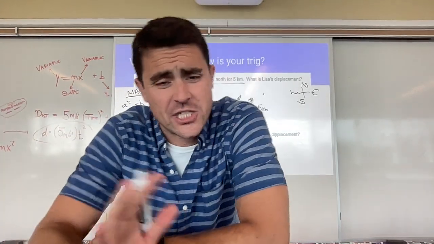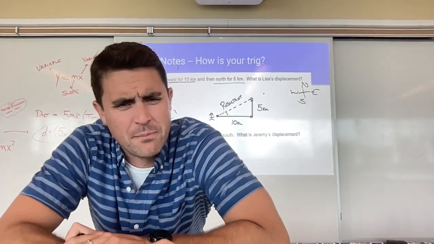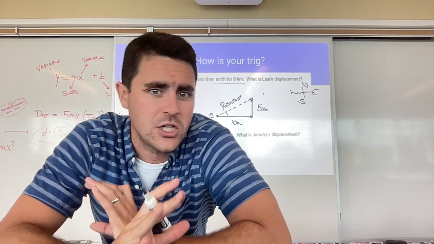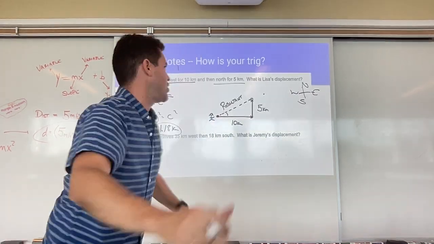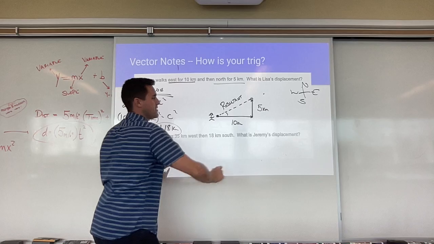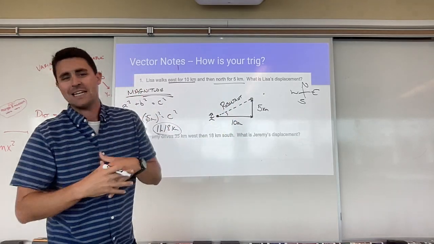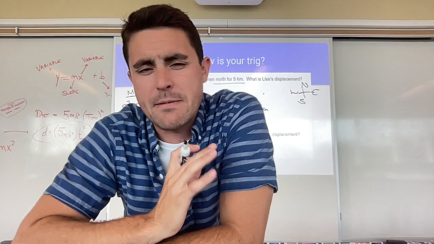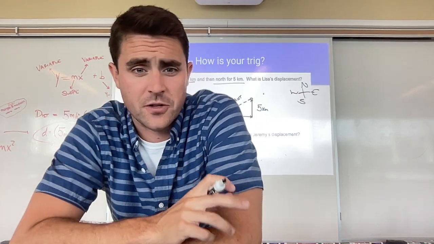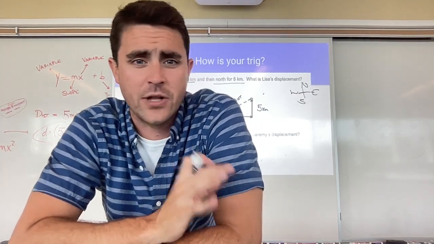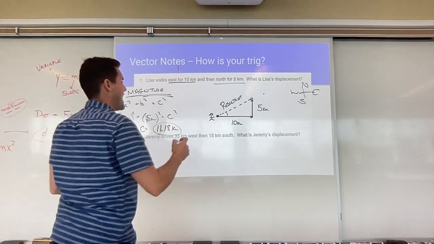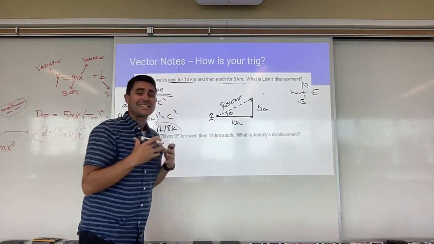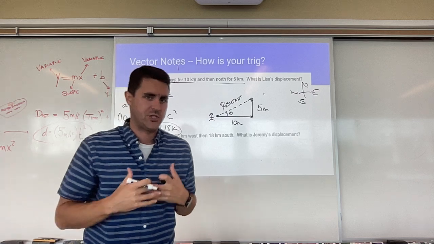But if I just say Lisa moved 11.18 kilometers, well, there's an entire range of ways she could have walked, right? She could have walked anywhere in this circle at that distance and wound up in any number of places. So I need to be more specific. With this resultant vector, there's a very specific angle at which she moves. So I can find this angle, this theta right here. Where exactly was she displaced to?